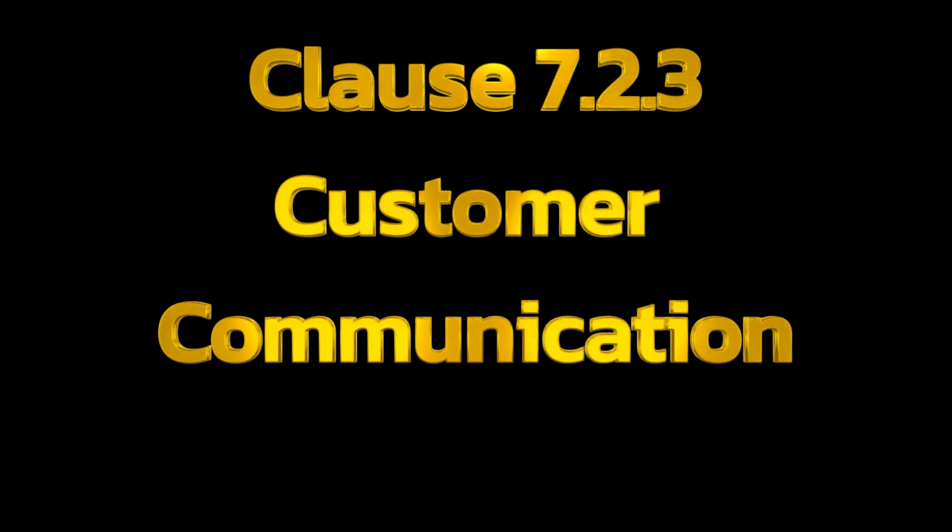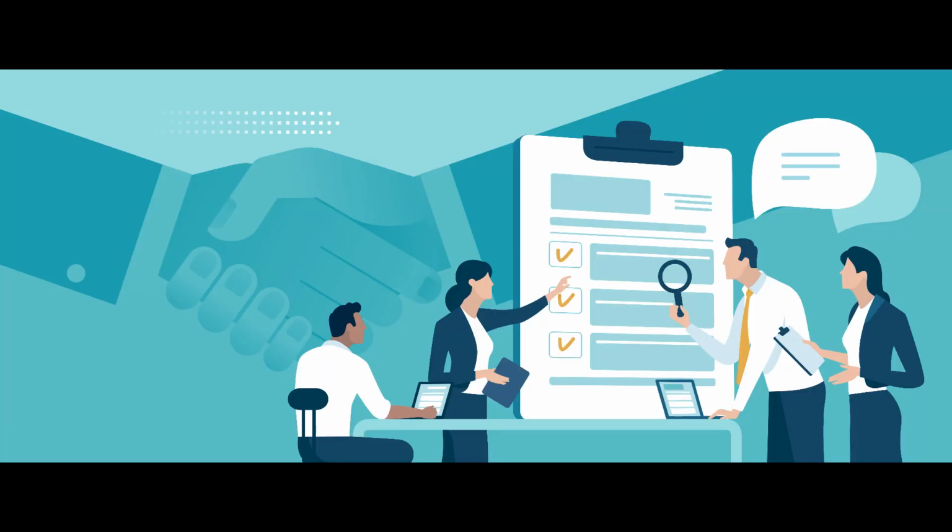Clause 7.2.3. Customer communication. The purpose of this subclause is to ensure that the organization establishes procedures for communicating with customers throughout the product lifecycle. This includes ensuring that customer requirements are documented, and that there are processes in place for reviewing and responding to customer requirements.